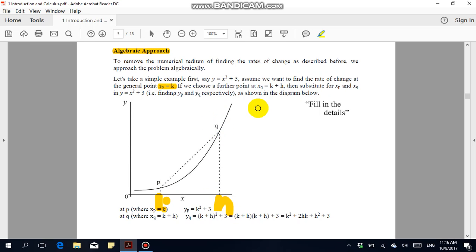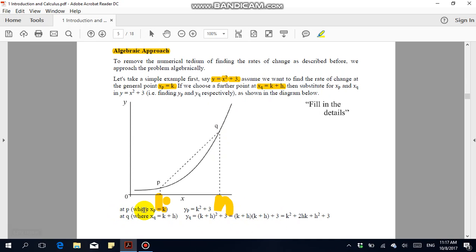Now what he's going to do is substitute the values of x_p and x_q like we did previously into this equation. Only the points x_p and x_q are not 1 or 3. They are now k and k plus h. So he's going to first substitute k over here. This will become k squared plus 3. And then he's going to substitute (k plus h) whole squared plus 3. And if you remember, this expression you have to open up algebraically.